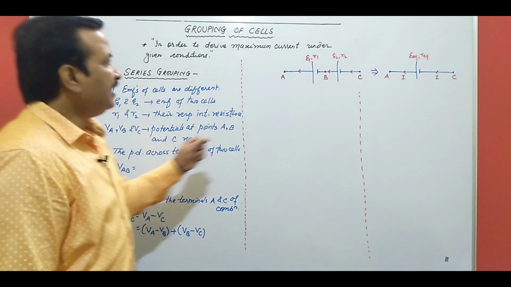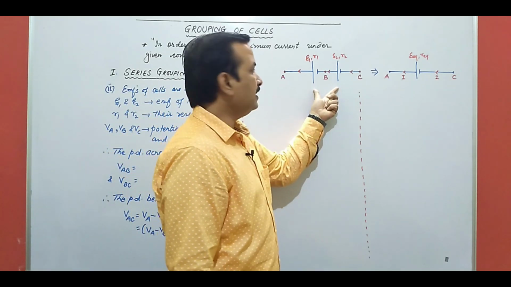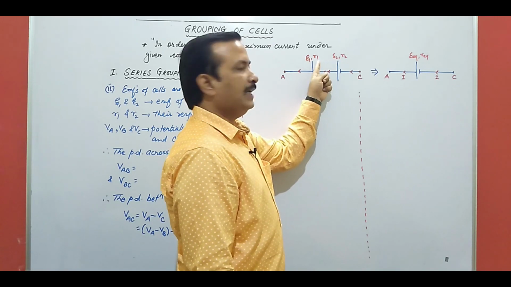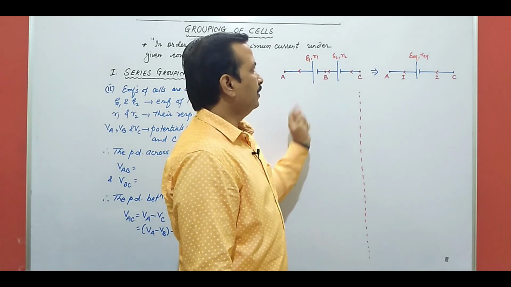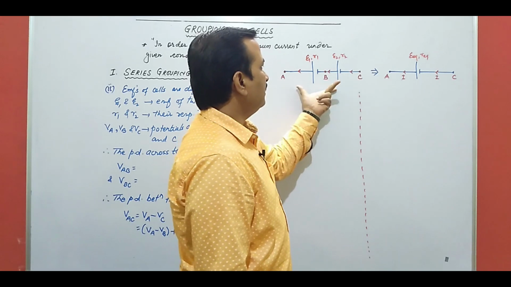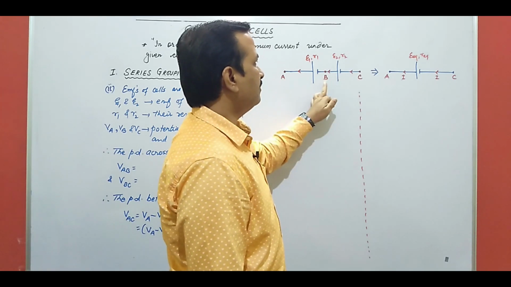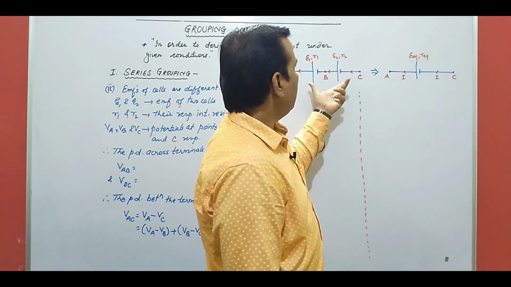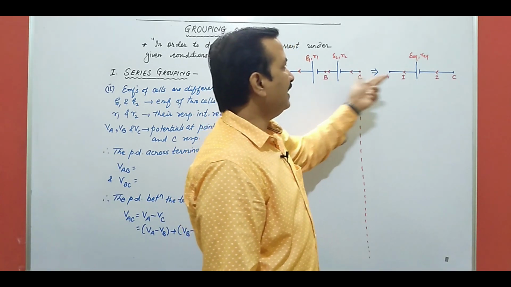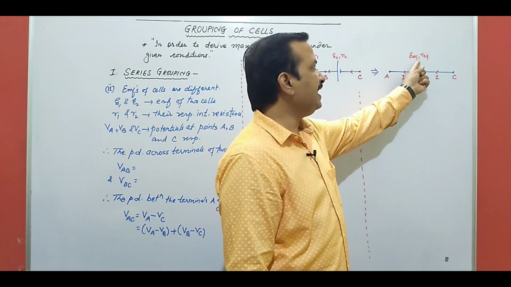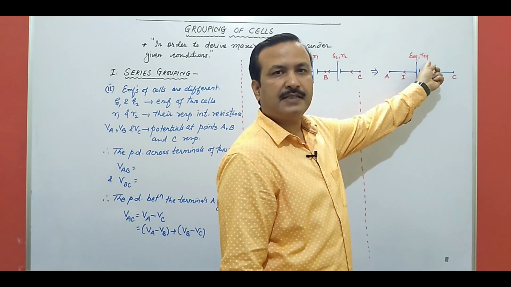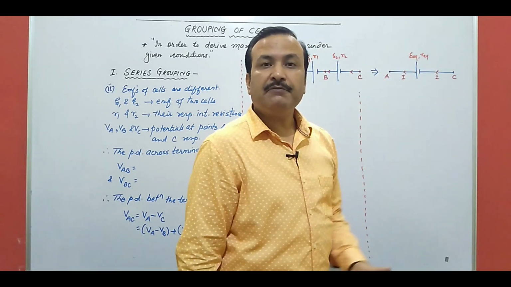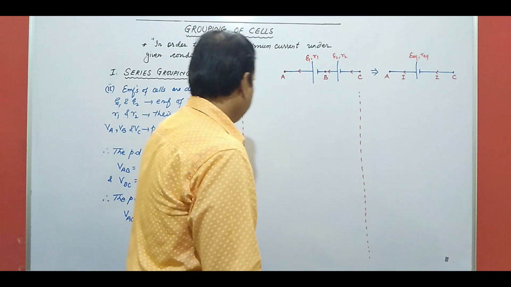Okay, we have taken two cells in series combination of EMF E1, E2 and internal resistance R1, R2. These are the points where they are connected between A and C. B is the point in between the two. The equivalent circuit will be, if we want to replace these two cells by a single cell of EMF E equivalent and internal resistance R equivalent, then we will see what is the value of E equivalent and R equivalent.